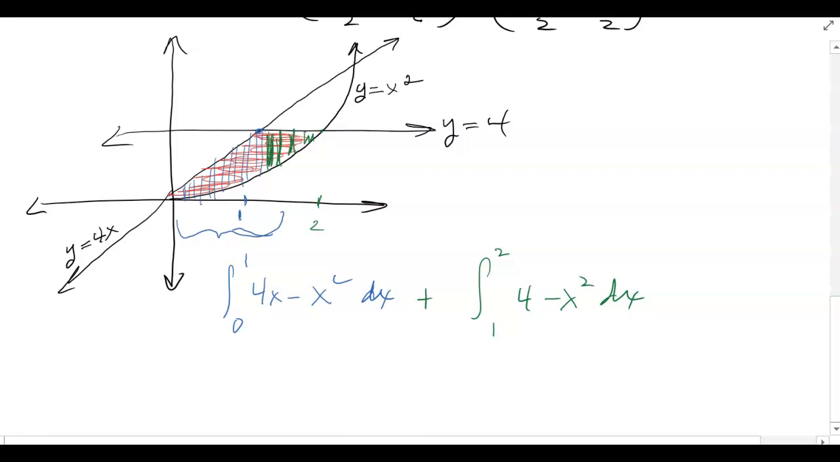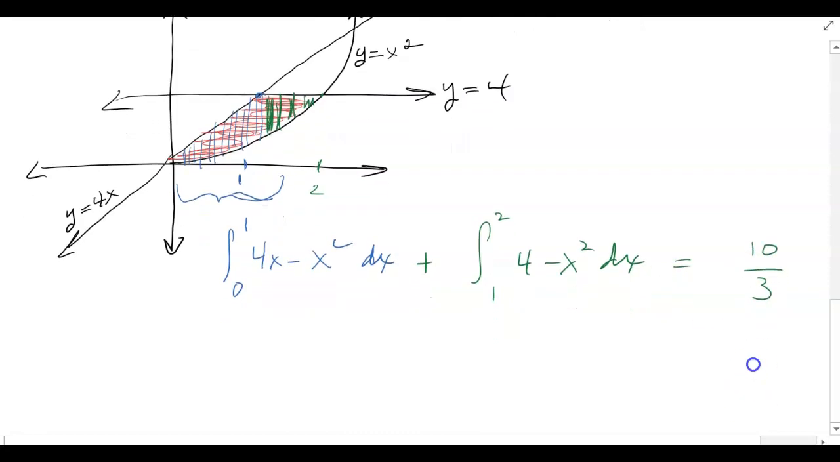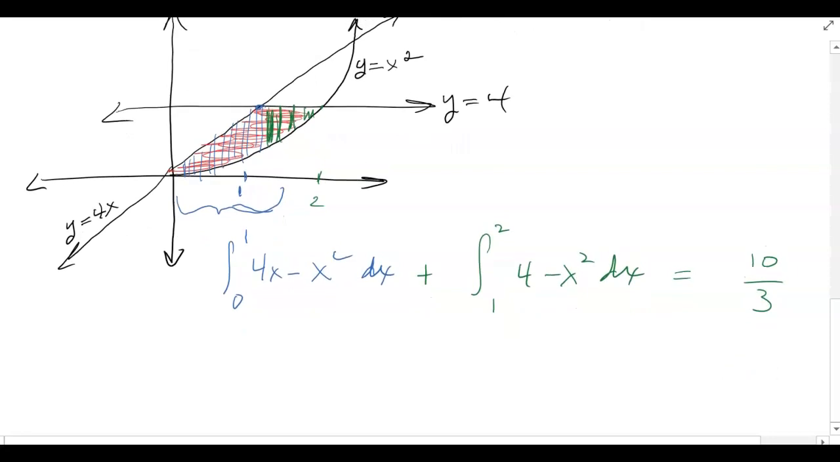You can easily integrate both of them. You've got two polynomial integrals, just using the power rule. Integrate, evaluate from 0 to 1, evaluate. If you do all that work, and you can hit pause and try it on your own, you're going to end up with 10/3. Okay? It's not particularly difficult.